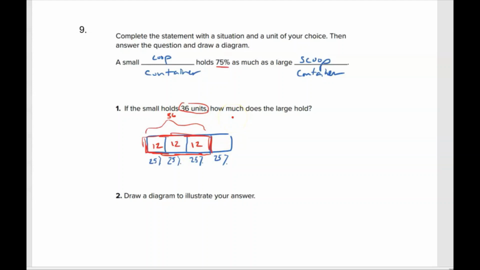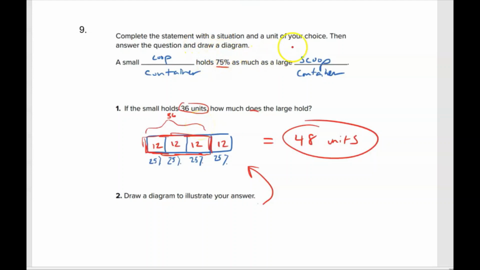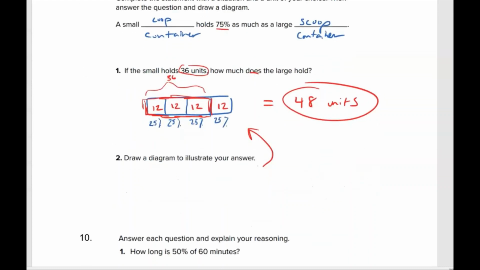So then I have 12 plus 12 is 24, plus another 12 is 36. Another same size chunk to make that 100% would give me a total of 48 units for the large one. Okay, so I just added another same size there. There's my diagram. Okay, so the large one would hold 48, the small one holds 36, in that ratio and that percentage. Okay. Moving on to number 10.